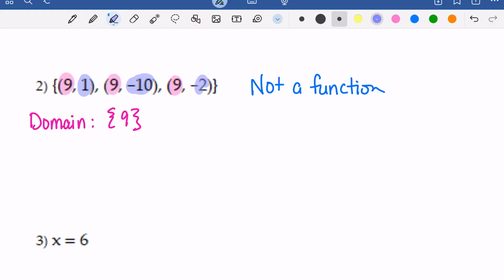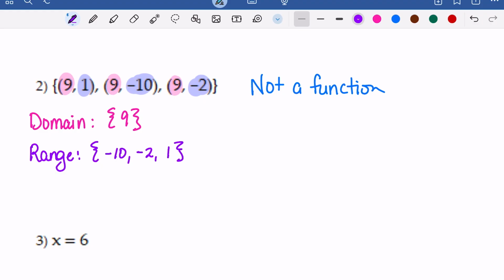So I do have 3 different values for my range, and we're just going to list those. We've got 1, -10. Oh, and I did not put that in order, did I? Let's try that one more time. -10, -2, and 1. Okay.